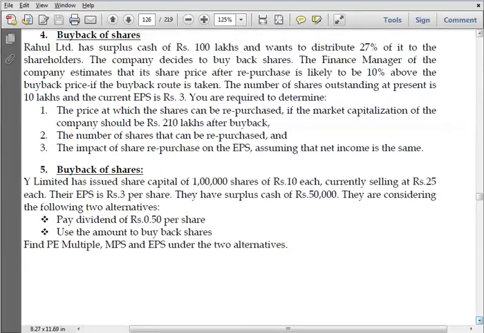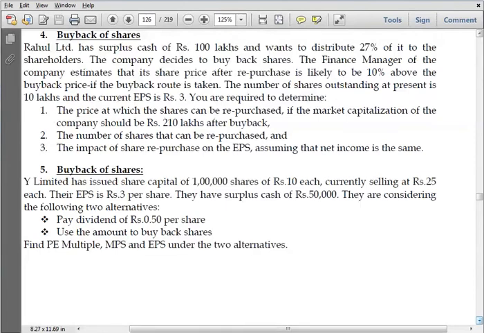Now please listen. They want these three pieces of information: P multiple, MPS and EPS. My starting point will be EPS, P multiple, MPS. EPS into P multiple is MPS. So these are the three things which we will try to capture. Before starting that, current EPS is how much? 3 per share. Currently the shares are 1 lakh.